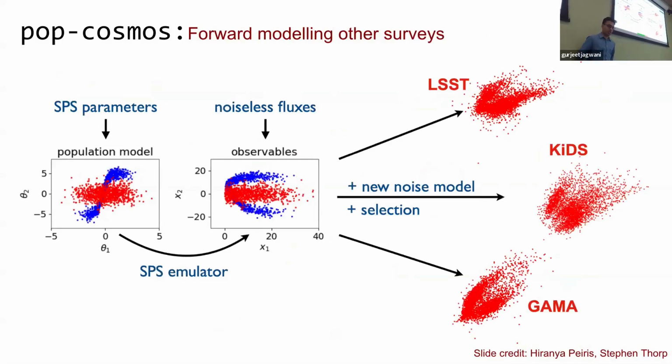So what can we do with this? We can also forward model other surveys. We can take the same SPS parameters that we have, throw them into the emulator, get the noiseless fluxes, but with different surveys, you have different noise models, you have different selection cuts, and we can model those again, and we can forward model these other catalogs like LSST that's coming up, KiDS, and Gamma.